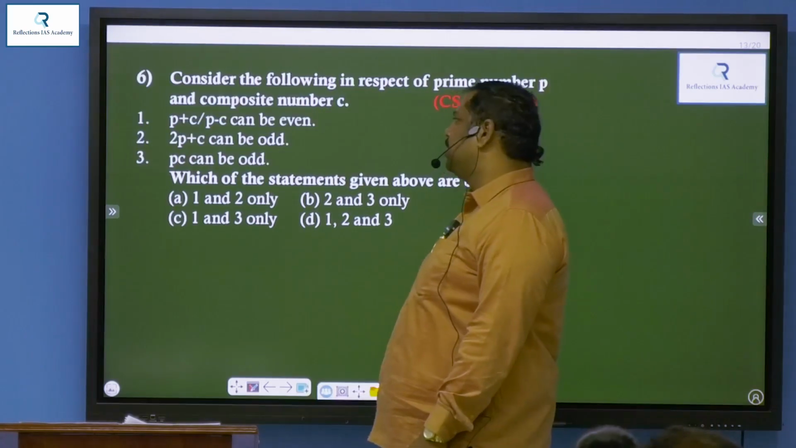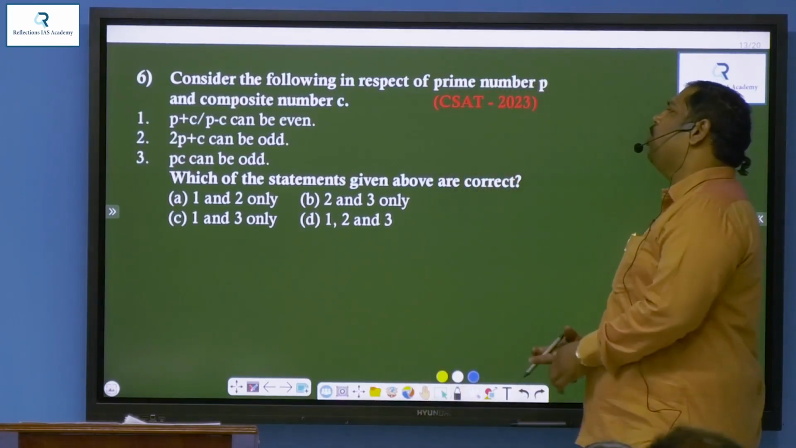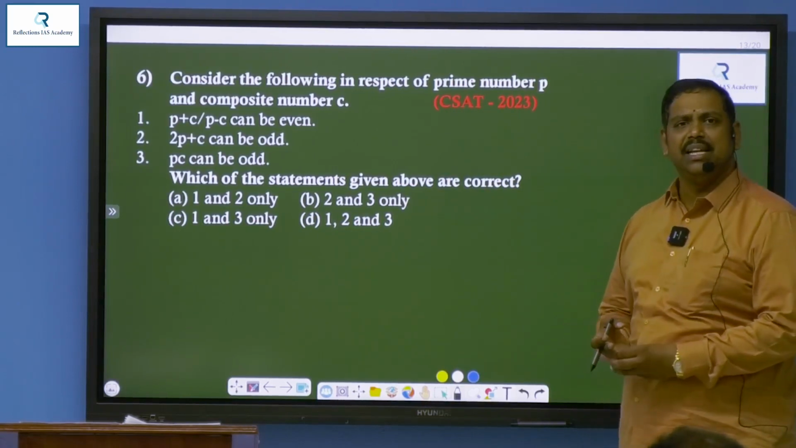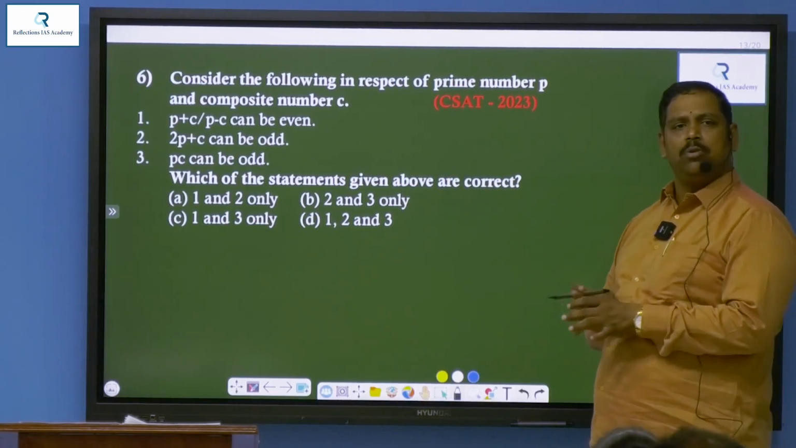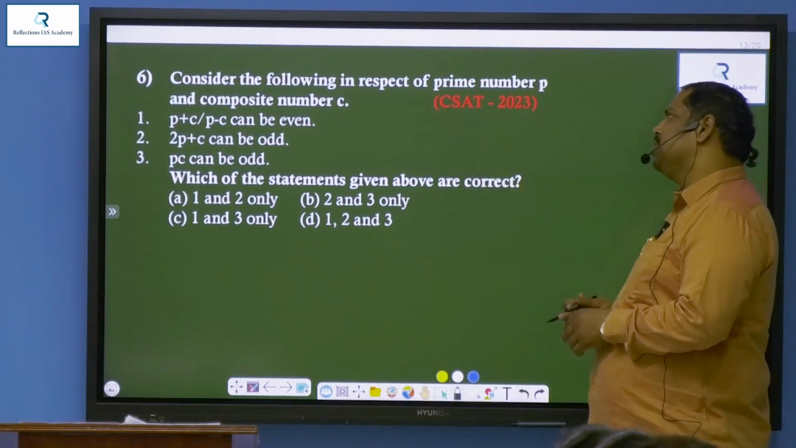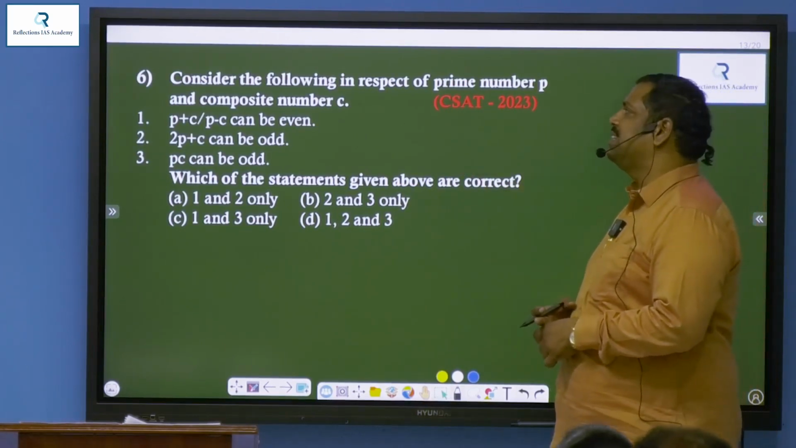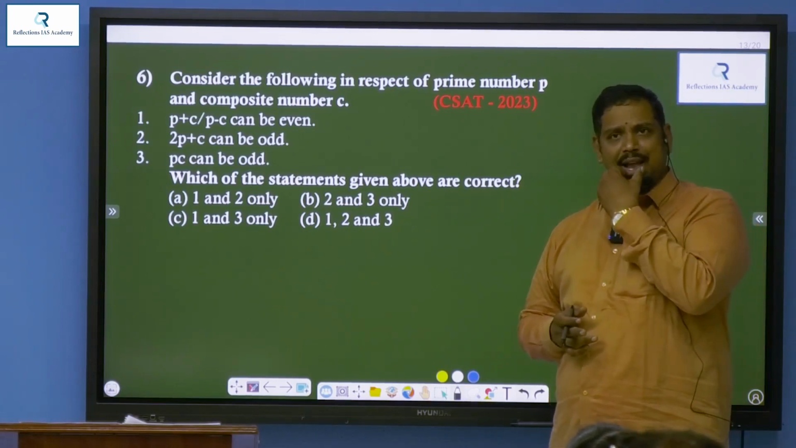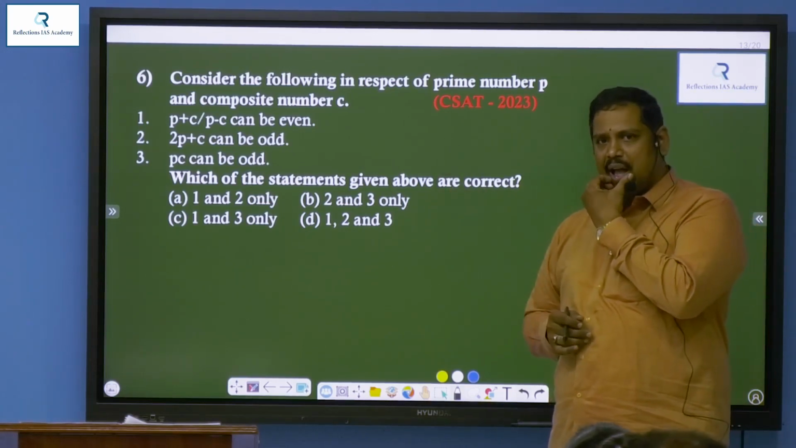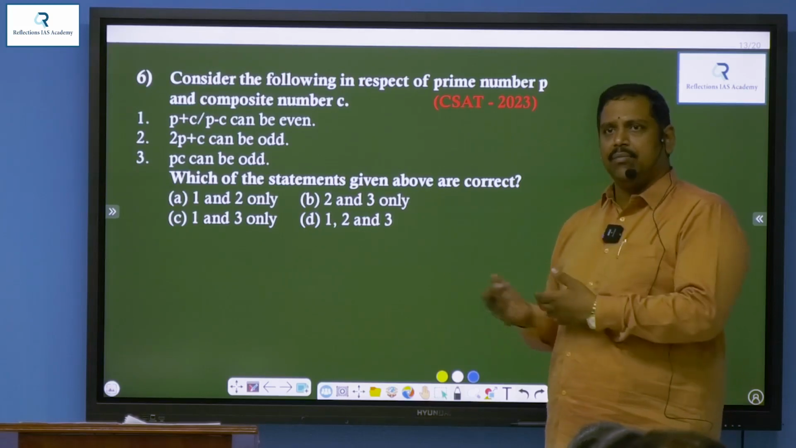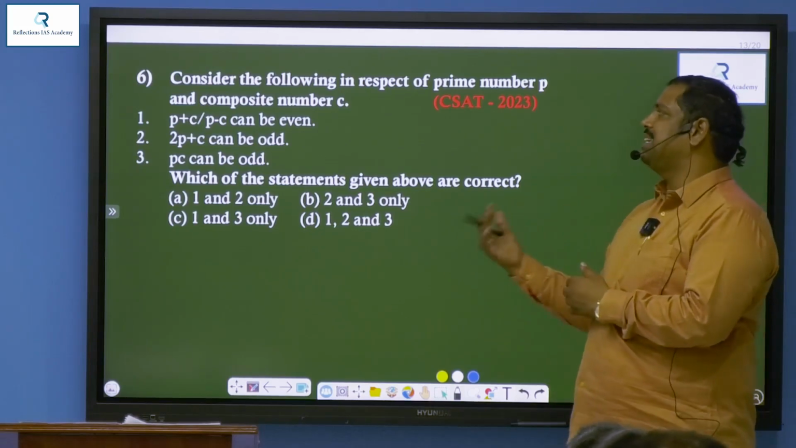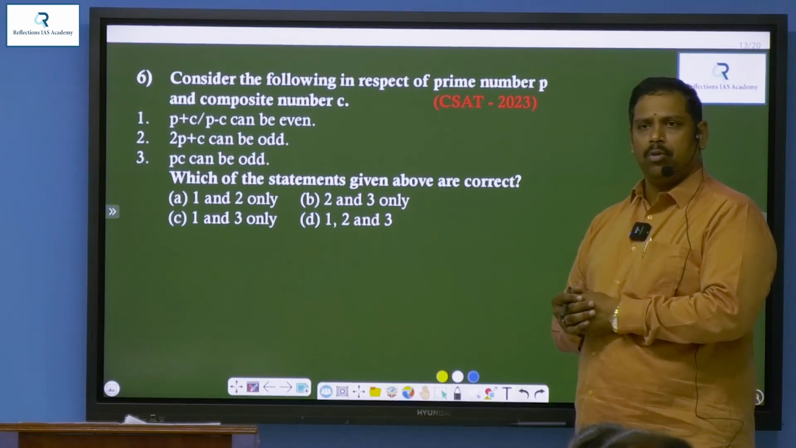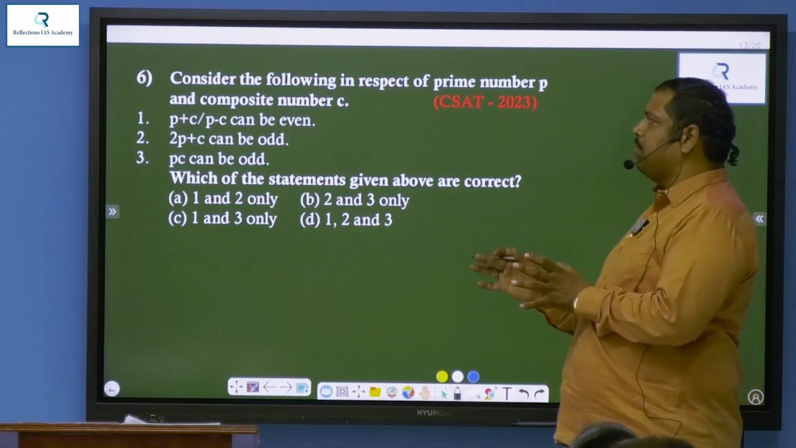So see the next beautiful one. Consider the following in respect of prime number P and composite number C. What he said is P is a prime number, C is a composite number. What's the first one? (P plus C) by (P minus C) can be even. Have you tried this question? Did you get that one correct or wrong? Okay, tell me one example.